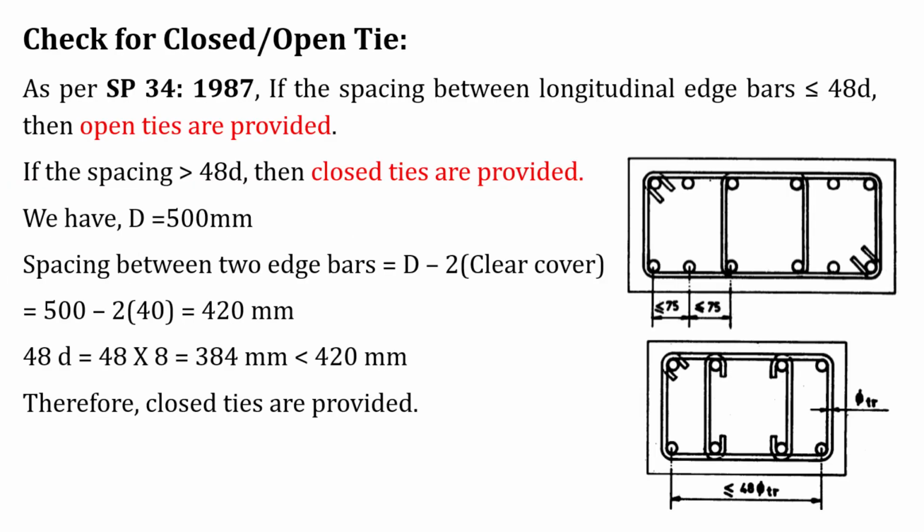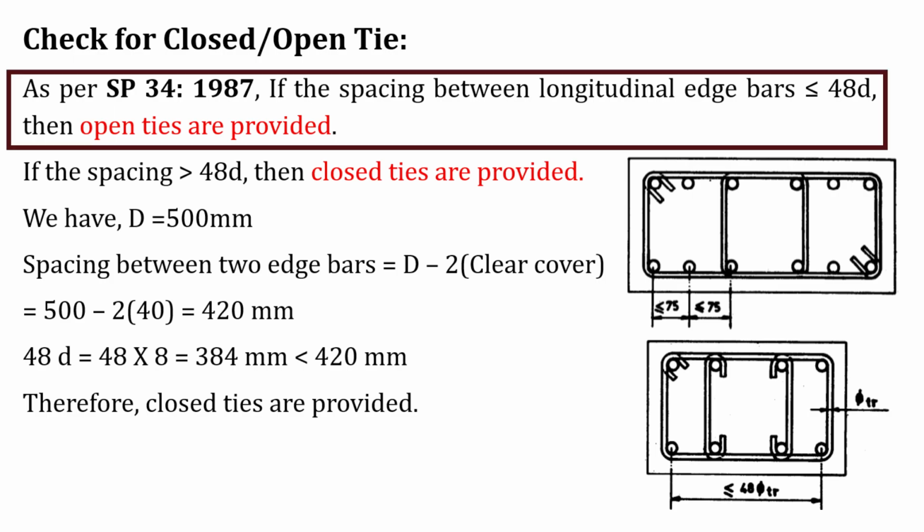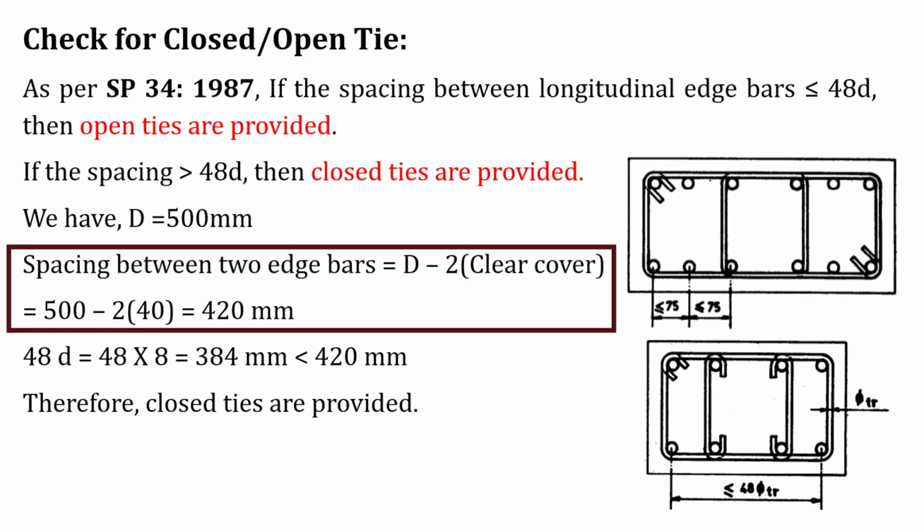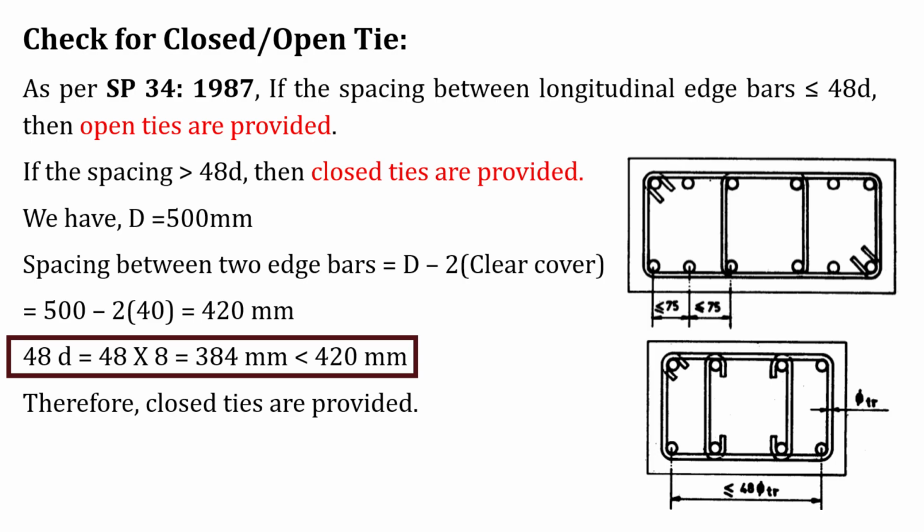Now, let's check whether we need to provide open ties or closed ties. According to SP 34/1987, if the spacing between longitudinal edge bars does not exceed 48 times the diameter of the tie, open ties are provided. However, if the spacing exceeds 48 times the diameter of the tie, in such case, closed ties are provided. In our case, the spacing between 2 edge bars is calculated as d minus twice clear cover, which will be equal to 420 mm. Since 48 times the diameter of the tie is 48 times 8, which is less than 420 mm, hence we need to provide closed ties.